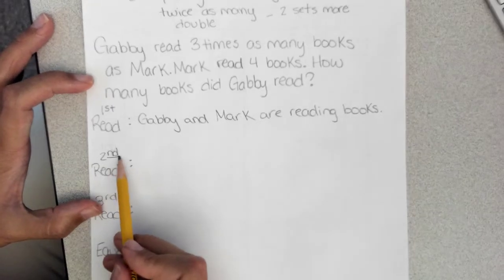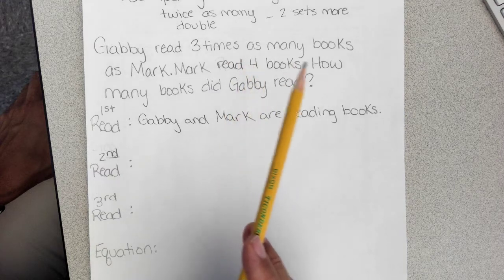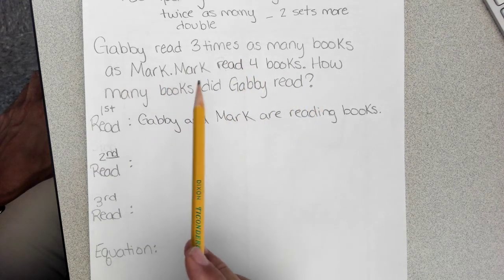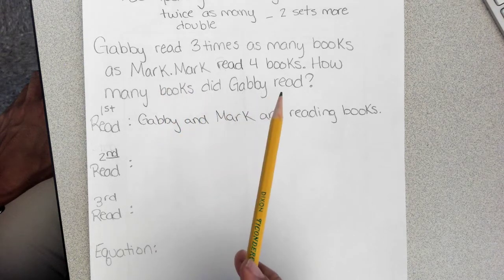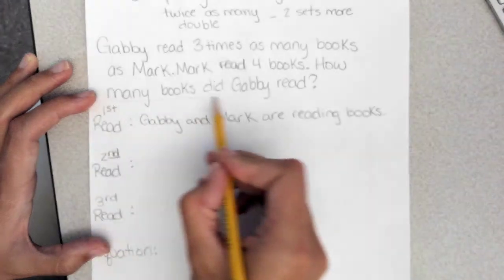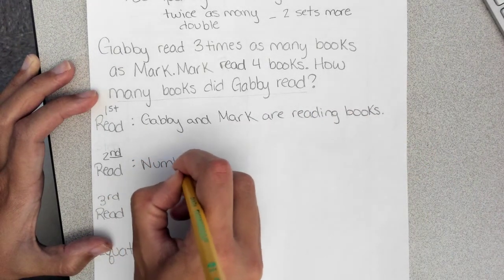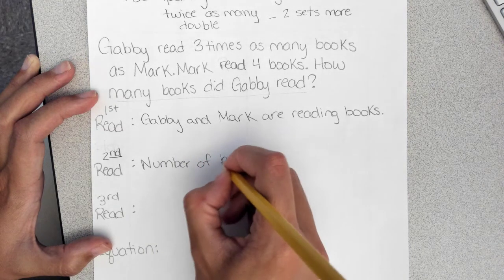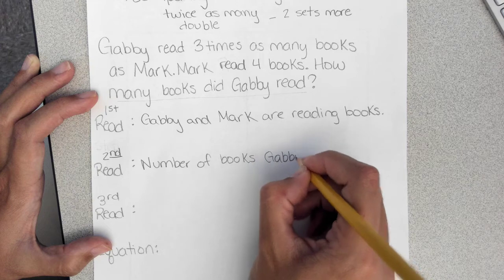For our second read, we're going to read through to find the question. Gabby read 3 times as many books as Mark. Mark read 4 books. How many books did Gabby read? So what we need to find out is the number of books Gabby read.